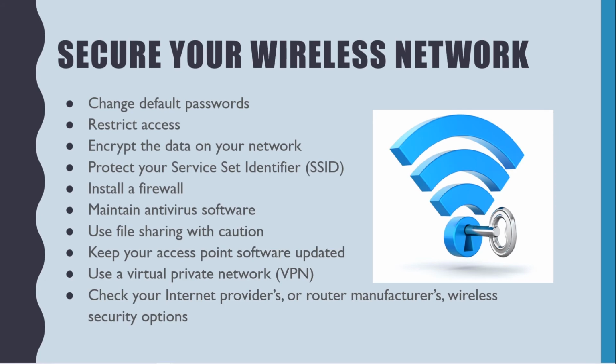You want to keep your software updated for your router. You could also use a virtual private network, a VPN, to encrypt all of the data that you're sending on your network. And you might want to check with your internet provider. A lot of times they offer additional antivirus, anti-malware software that you can install and run internally on your network.